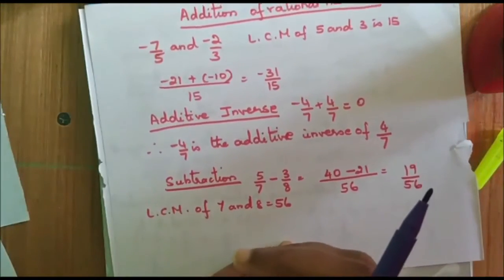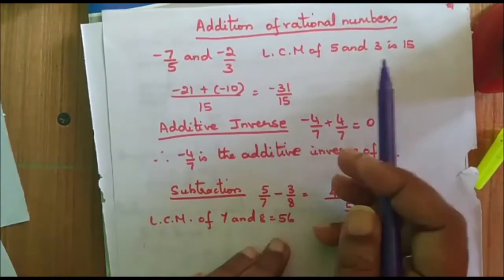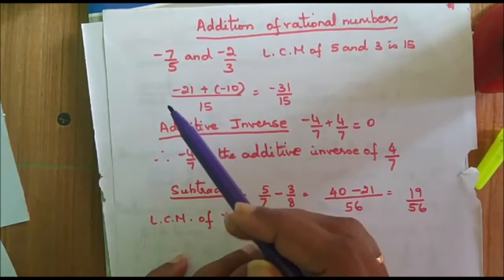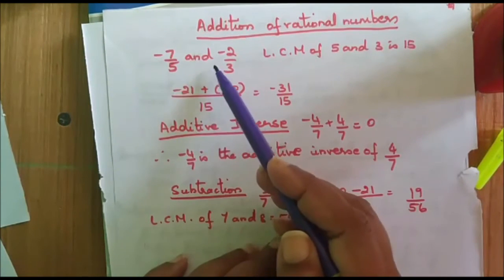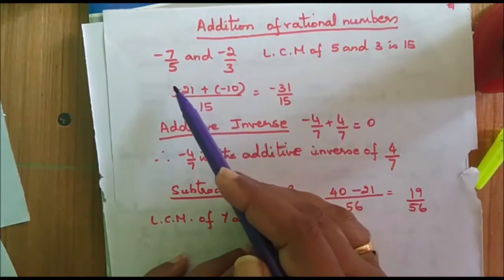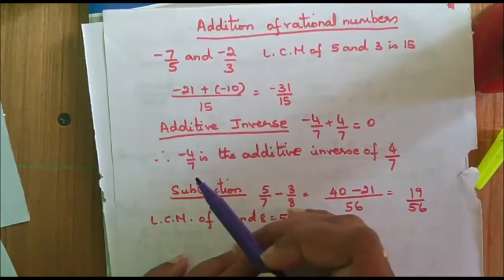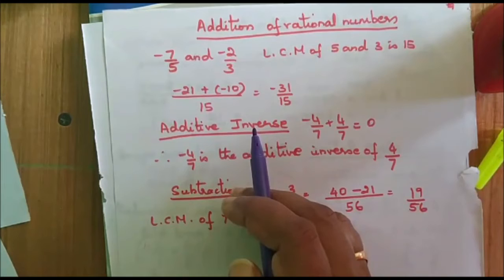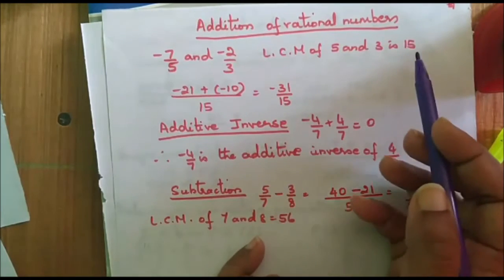Okay. Now we'll go to the next topic, that is addition of rational numbers. You are given two numbers, minus 7 by 5 and minus 2 by 3. Now how do we add them? We should find the LCM of 5 and 3. We know that the LCM of 5 and 3 is 15.